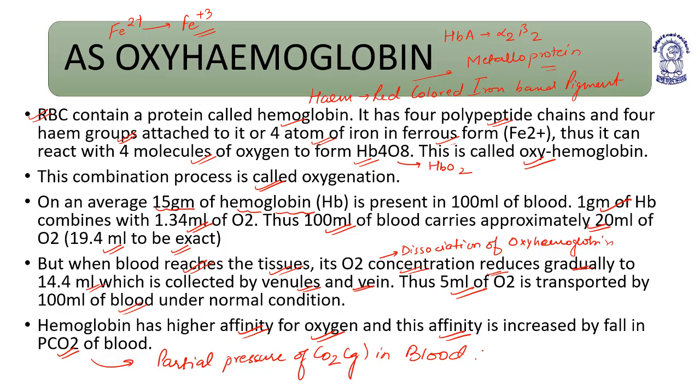15 gram of hemoglobin is present in 100 ml of blood. 1 gram of hemoglobin combines with around 1.34 ml of O2. So 100 ml of blood carries around 19.4 ml exactly, or 20 ml approx. Out of this 20 ml, 14.4 ml is collected by venules and vein, and only 5 ml of O2 is actually transported by 100 ml of blood in normal conditions. Hemoglobin has higher affinity for oxygen, and this affinity is increased by decreasing the partial pressure of CO2 gas in blood.